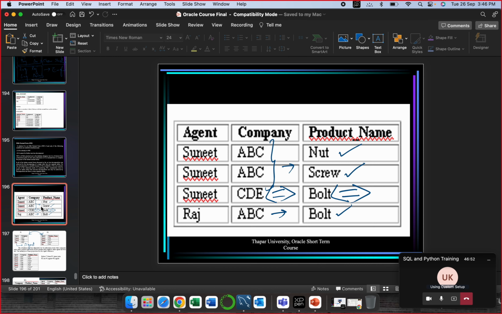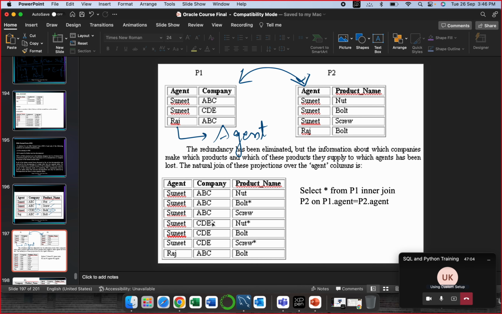But we are sure that ABC company manufactures just nut, screw and bolt, and CD manufactures bolt. But over here, if you see, CD is manufacturing nut, bolt and screw all, which is not the right case. You understand? So over here, my separation of tables is not working well for me. There is loss of information, or rather, there is wrong information that I am getting from this table after putting a join on these two tables.